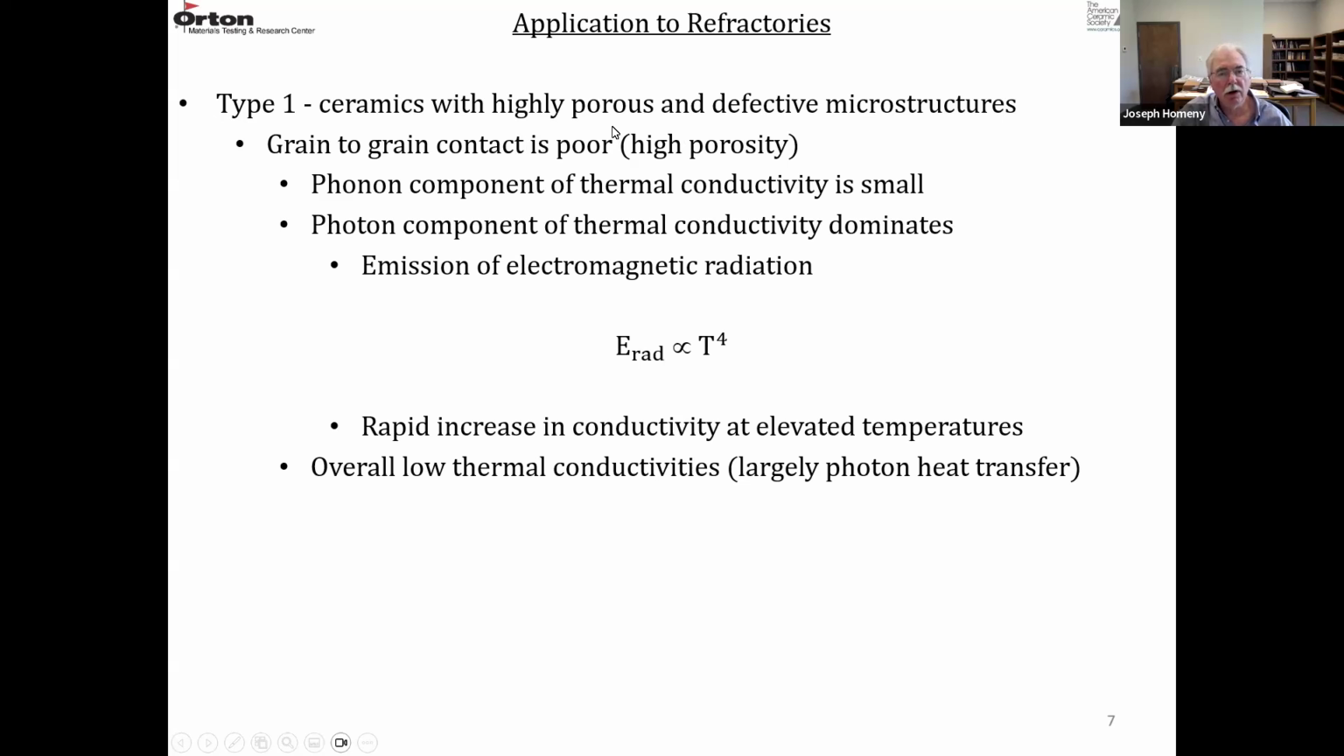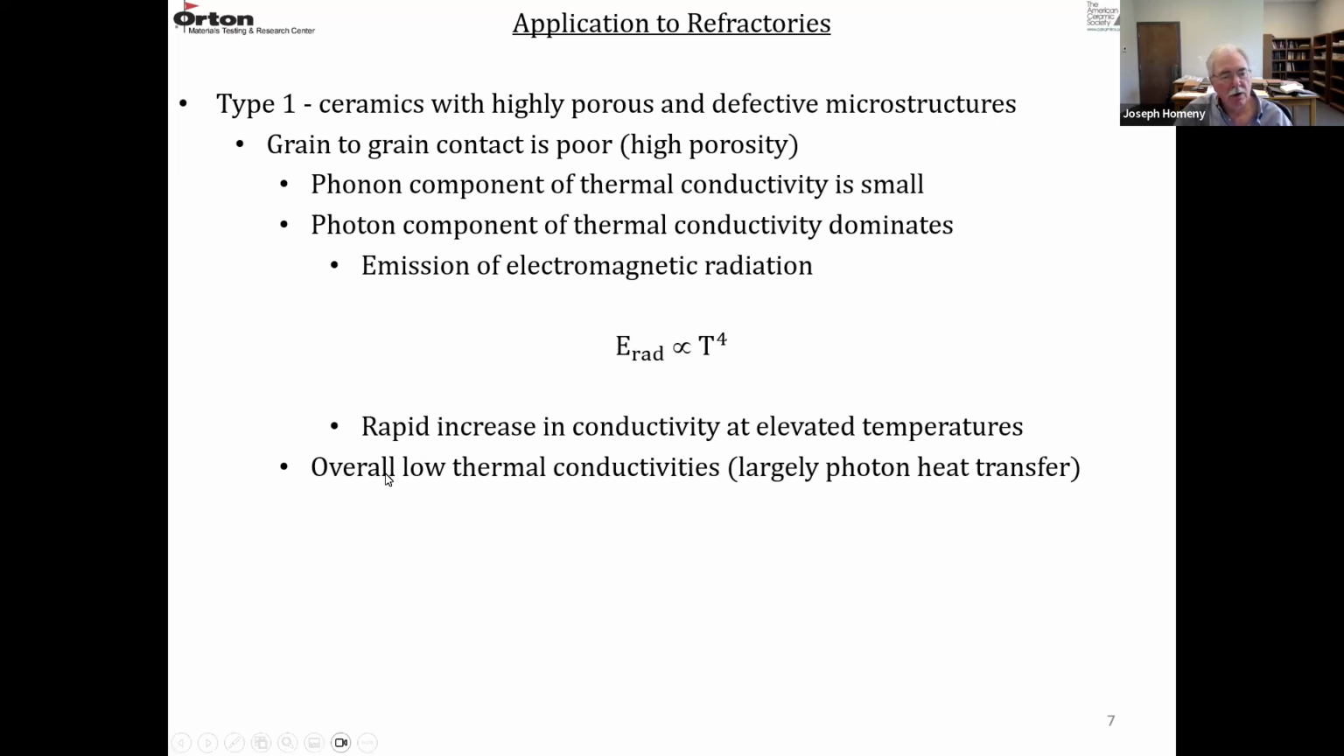So type 1, highly porous materials, the grain-to-grain contact is poor due to the high porosity. Solid state conductivity through the phonons tends to be small because of the defective microstructures. And then the photon component of thermal conductivity is the dominant mechanism. And we noted that electromagnetic radiation is proportional to T to the fourth power. So there's a rapid increase with temperature in the radiation, so there's a rapid increase in conductivity with temperature.